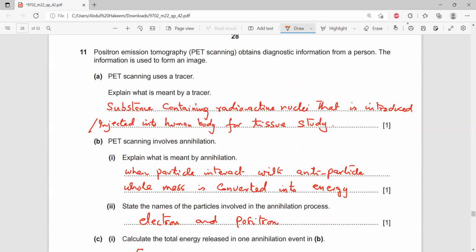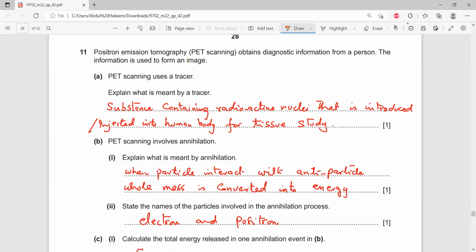Next, positron emission tomography scanning obtains diagnostic information from a person. The information is used to form an image. PET scanning uses a tracer. Explain what is meant by tracer. A substance containing radioactive nuclei that is introduced or injected into the patient's body to study the rate of metabolic activity is called a tracer. It's better to write rate of metabolic process.